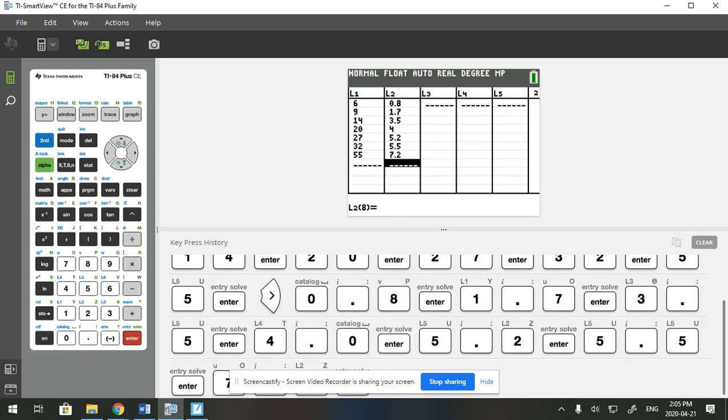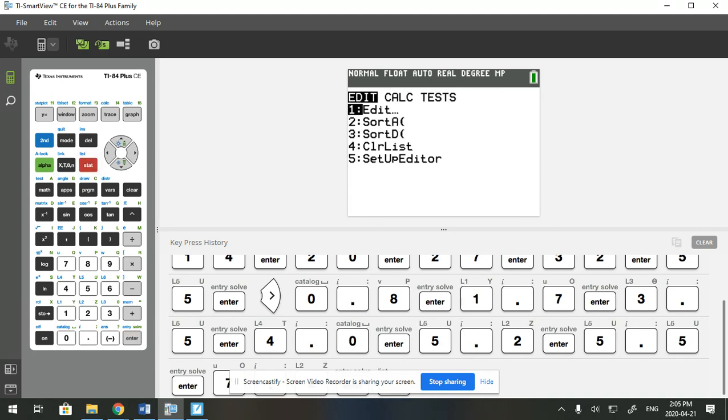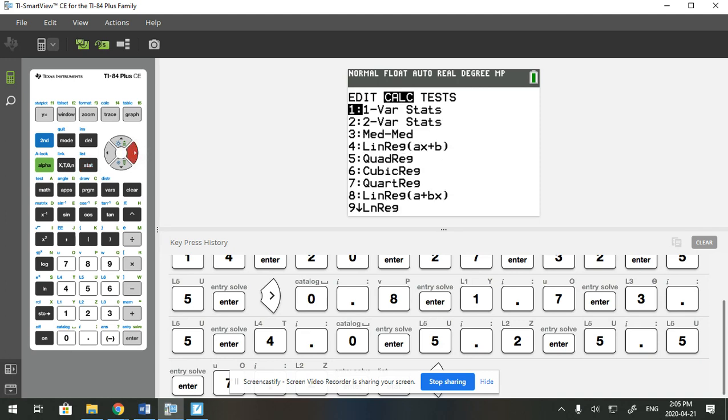Okay, now that I have them all entered in, we can actually do the regression. We're going to go back into stat, move over to calc, and then go down to the one that says LN regression. This one here, number 9.